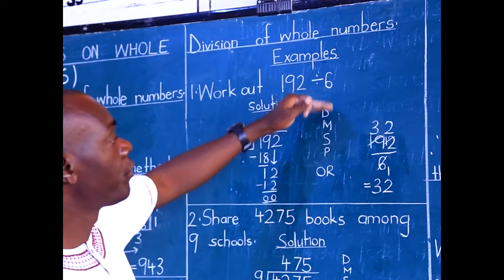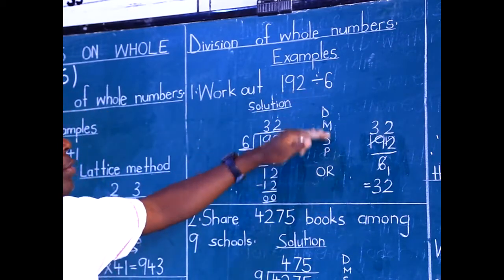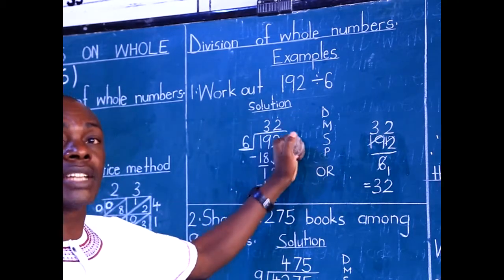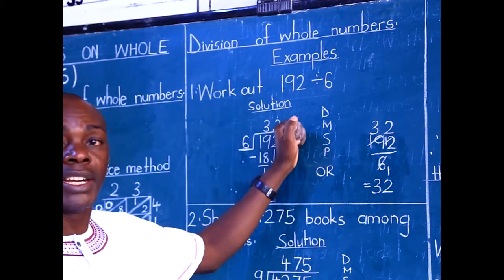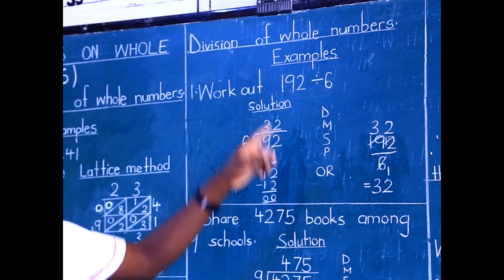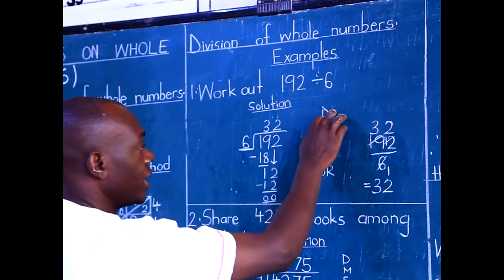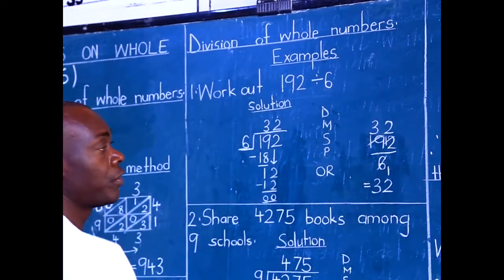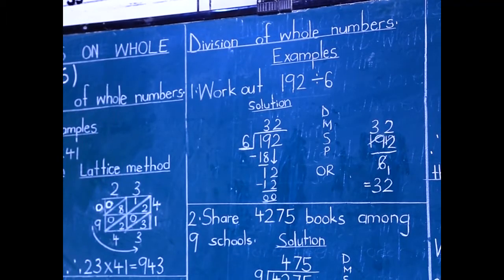So you're going to do 4 things: divide, multiply, subtract, pull down. That's the order of long division. You're going to divide first, then go multiplication, go subtraction before you pull down, like I'm going to do now.